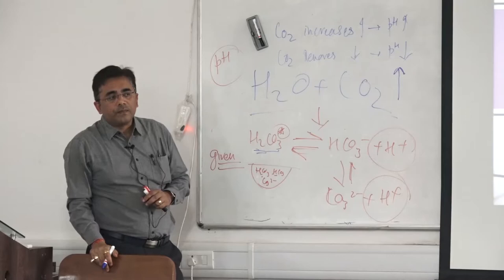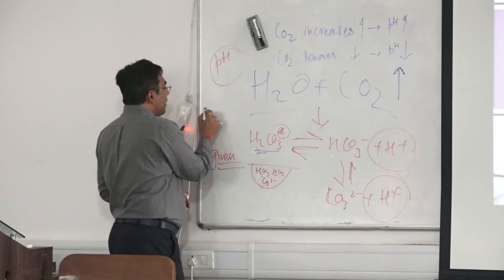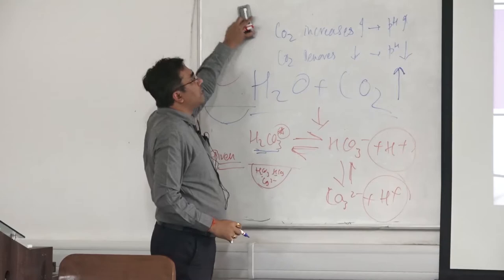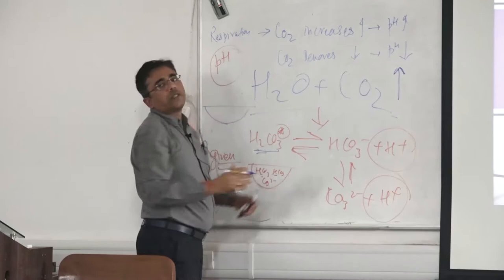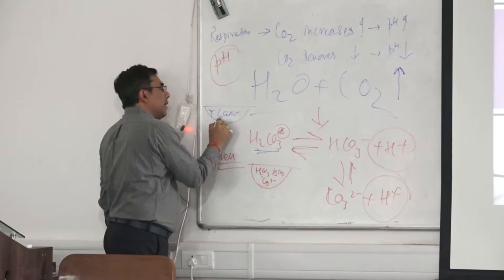If it is so, please tell me, what is the process through which CO2 can increase and CO2 can decrease? CO2 can increase due to respiration, right? Suppose there is a lake, and some phytoplanktons are there. During the day, what will happen?